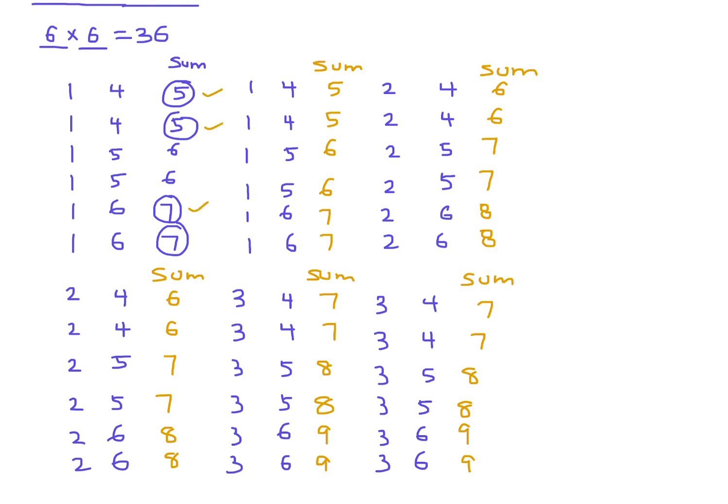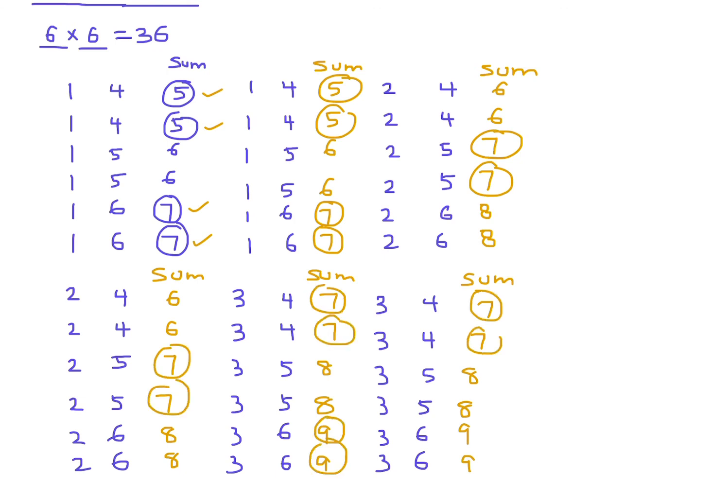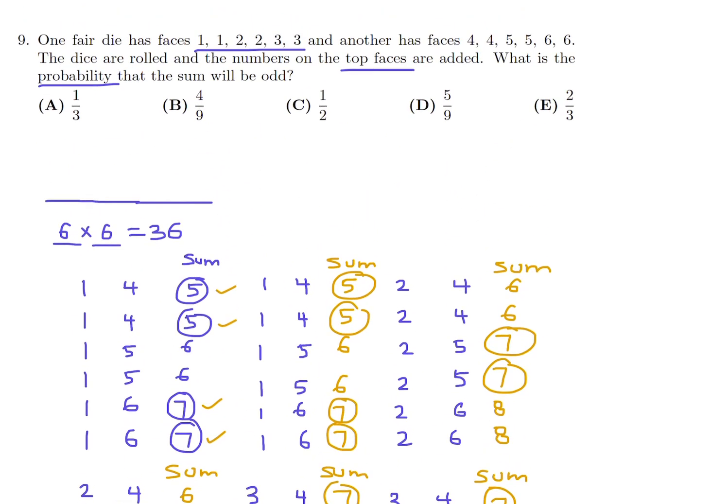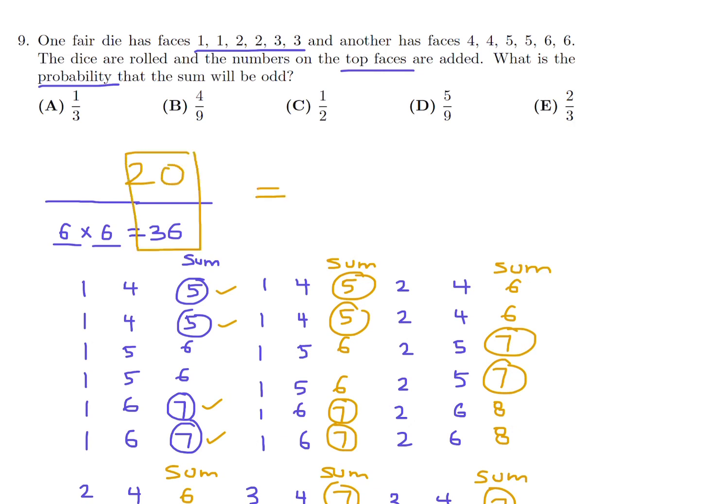So I already got 1, 2, 3, 4, 5, 6, 7, 8. Now I'm counting the odd ones, remember? 9, 10, 11, 12, 13, 14, 15, 16, 17, 18, 19, 20. So there you go. 20 is how many will have an odd sum. So 20 over 36 is my probability. If you reduce that to lowest terms, 10 over 18, which is 5 over 9. And then for number 9, the answer is D.